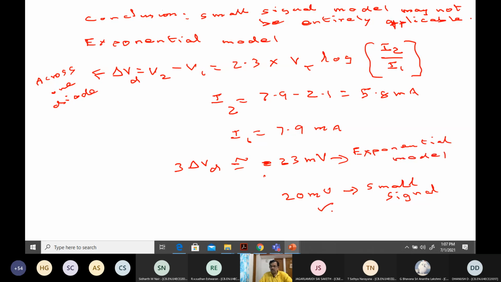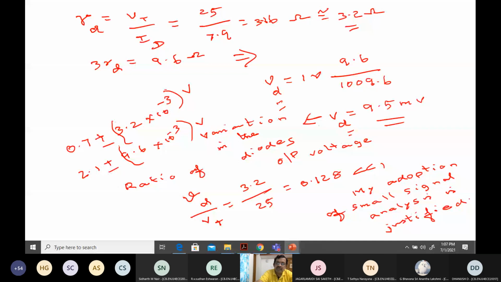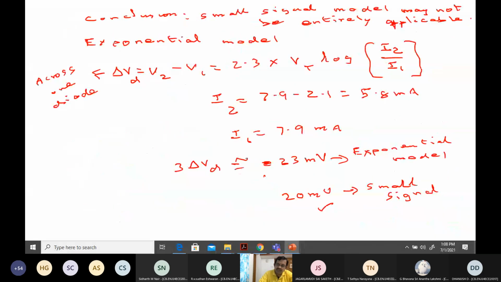Okay, so now you understood all our variations. If I have both the variations together, then I have 20 millivolt, approximately 23 millivolt here. There I got roughly about 9.5 millivolt. So the total variation will be around roughly about 30 millivolt. If I have both of them together, I will have a combined effect. Okay, that's all. Thank you.